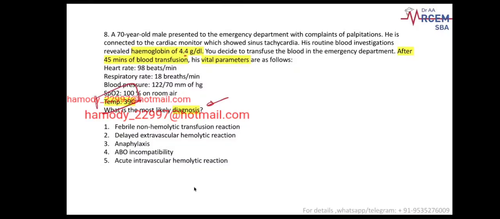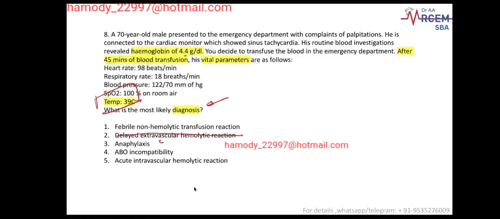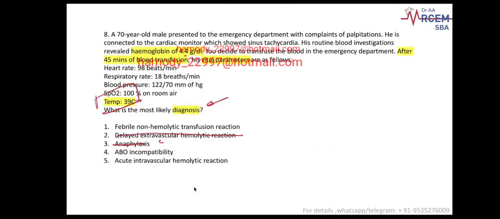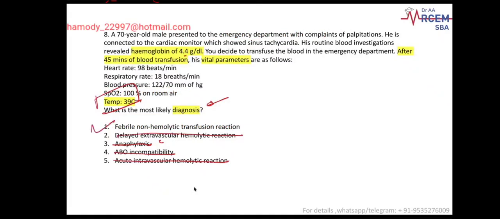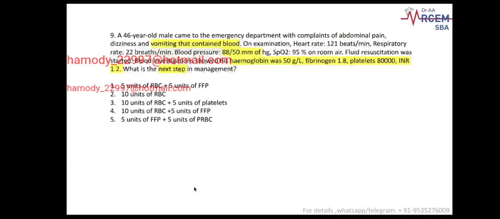He's stable. Delayed means it will present late and the patient will be stable, but it is not a delayed reaction that is happening. In anaphylaxis, the patient will be unstable. ABO incompatibility or acute intravascular hemolytic reaction, both are the same, they'll be unstable. Here the patient is stable. That's why it is a febrile non-hemolytic transfusion reaction that the patient is having.